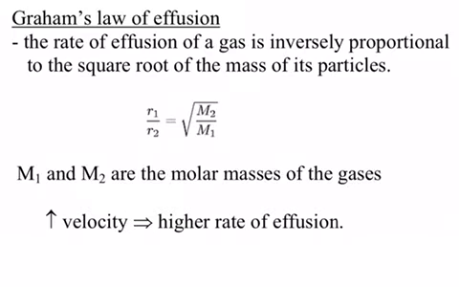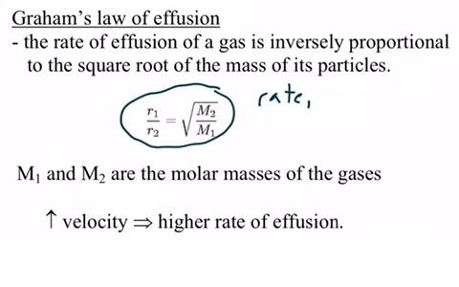And what the law says is that the rate of effusion of a gas is inversely proportional to the square root of the mass of its particles. If you look at the formula written below, you're going to see that R1 is the rate of gas number one, whatever that gas is, whether it's oxygen, carbon dioxide, hydrogen, helium, you name it. And then you have the rate of the second gas.